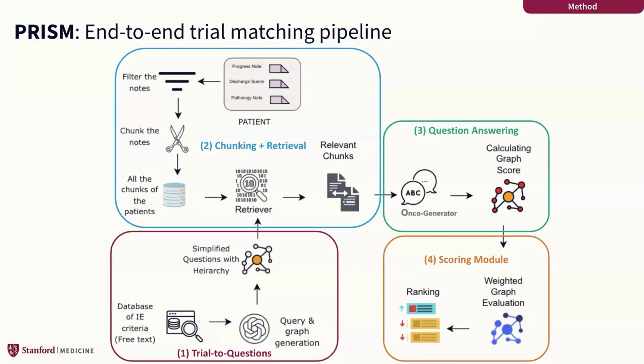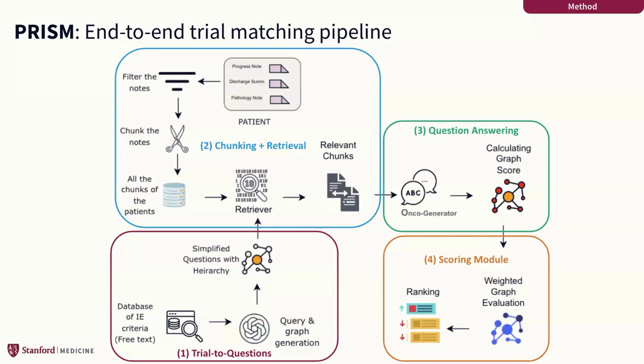First is trial to questions. Can we convert the eligibility criteria into binary yes or no questions? Second, once we have the eligibility criteria, very similar to what I described in the previous paper, can we do some sort of chunking and retrieval over a vector database of patient notes? Third, we're going to feed the relevant chunks into their OncoLLM and answer the yes or no questions: does the patient meet the criteria or not. And then finally, there's some scoring module that aggregates these decisions over all the criteria within a trial and then ranks either the most eligible patients for a trial or the best trials for a given patient.